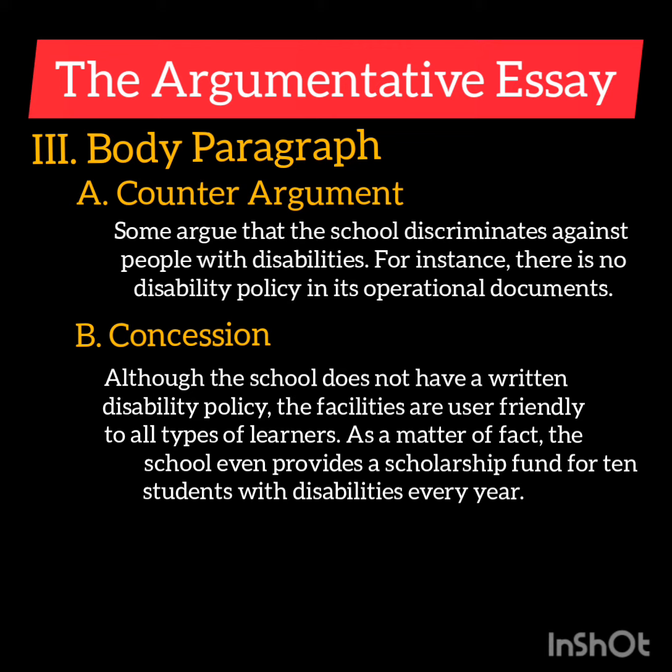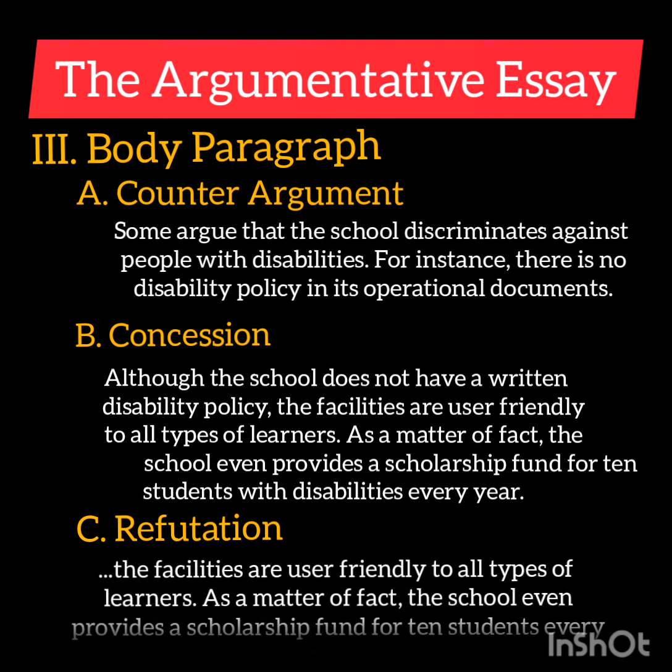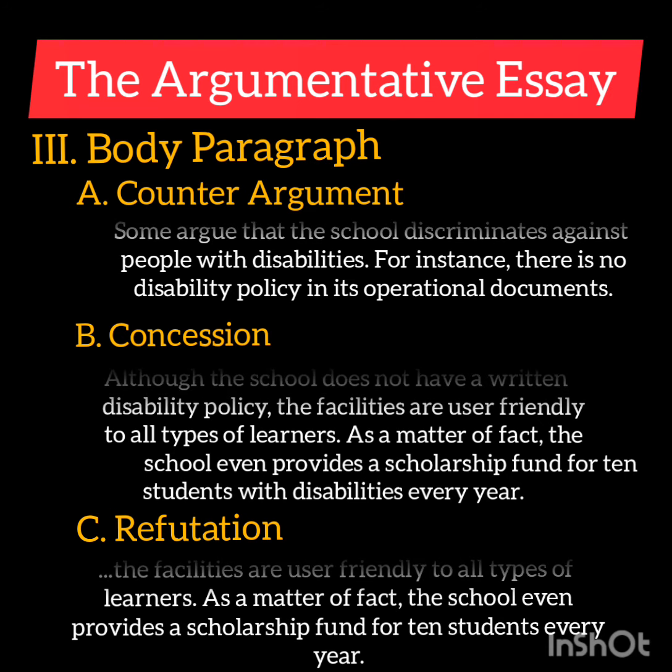So the concession there is that the writer acknowledges that there is some truth in what the counter-argument is advancing. Although the school does not have a written disability policy, the writer acknowledges that. The writer now goes on to give the refutation and say, the facilities are user-friendly to all types of learners. The writer now further continues the refutation by indicating that as a matter of fact, the school even provides a scholarship fund for 10 students every year.